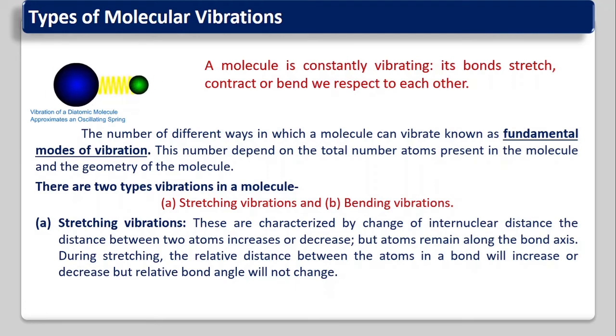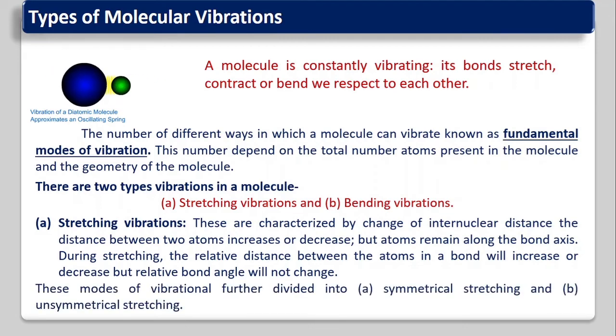Along the bond axis, the bond length decreases, increases, decreases, increases. This type of vibration is called stretching vibration. Stretching vibrations are further divided into two classes: symmetrical stretching and asymmetrical stretching.